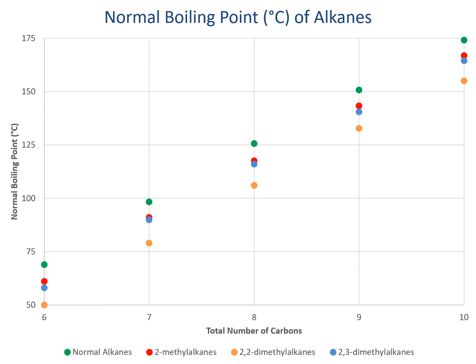With that in mind, look at the graph and identify whether 2,2 branching, indicated by the orange, or 2,3 branching is more disruptive to the intermolecular interactions. Since the 2,2 dimethyl branching has a significantly lower boiling point than any of the other branching patterns for each number of carbons, that indicates that the 2,2 dimethyl branching is the most disruptive to the intermolecular London forces. It creates a much lower boiling point, which means that it's much easier to separate those molecules.